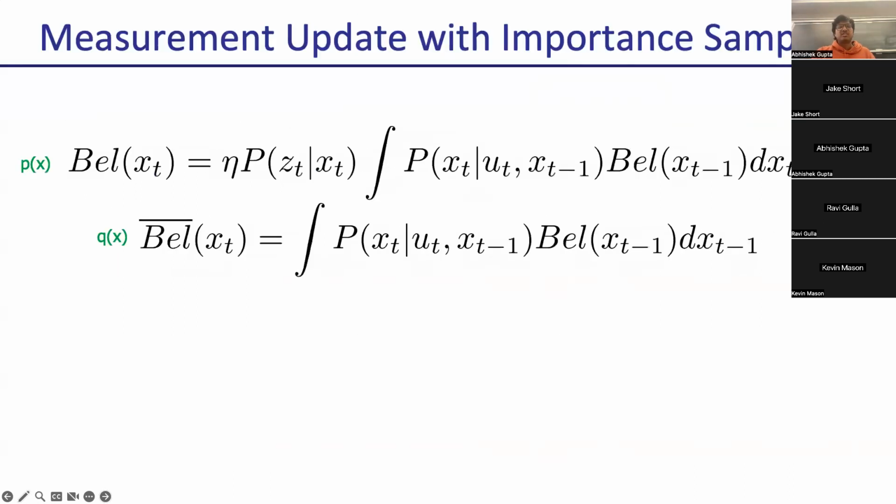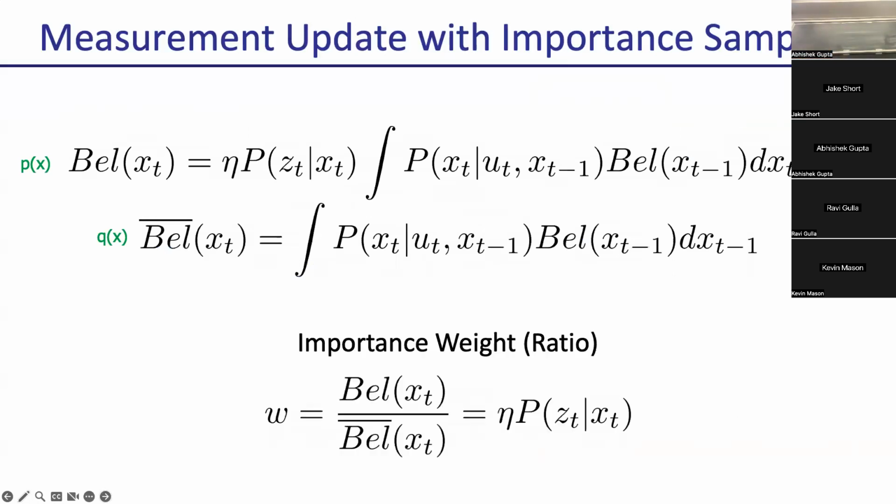But in our special case, when P is belief and Q is belief bar, you divide P over Q, and you get belief over belief bar, which is just eta times P of ZT given XT, which is something that you can compute. Does that make sense? So you don't actually need to sample from P, you just need to sample from Q, and you just need the ratio of P and Q. Make sense? Okay, any more questions?